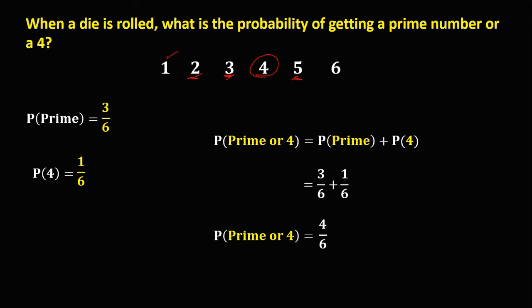Then we need to reduce, divisible by 2. So the final answer is 2 over 3. So this is now the probability of getting a prime number or 4.